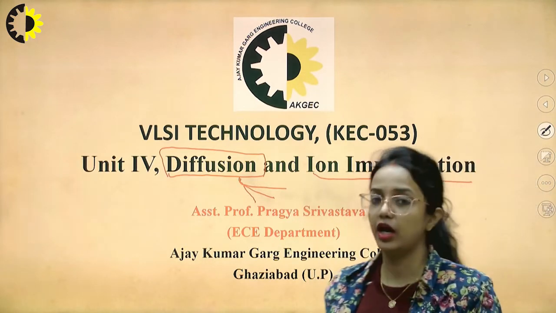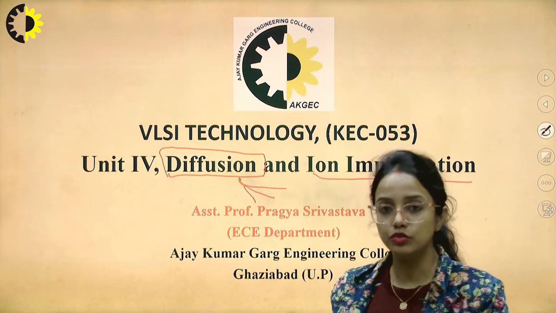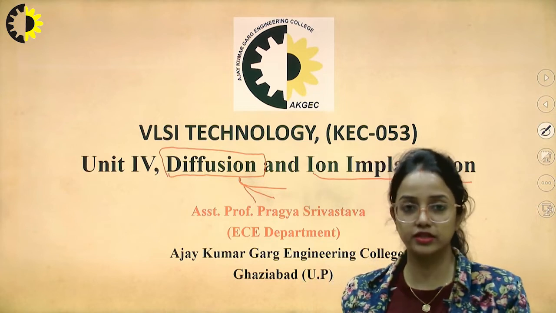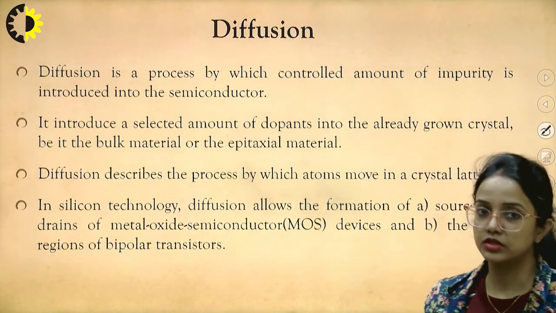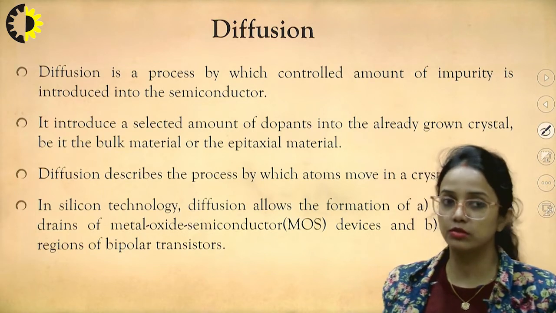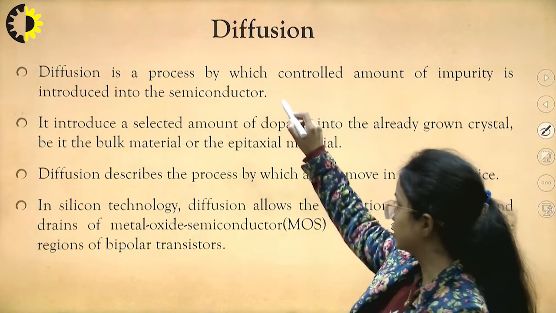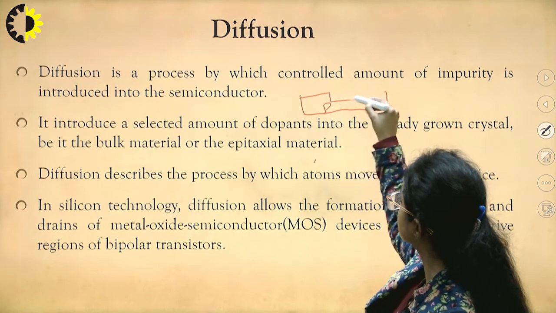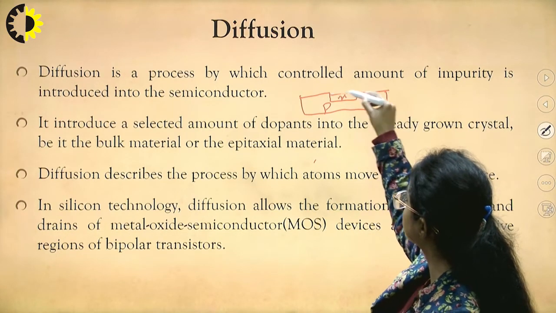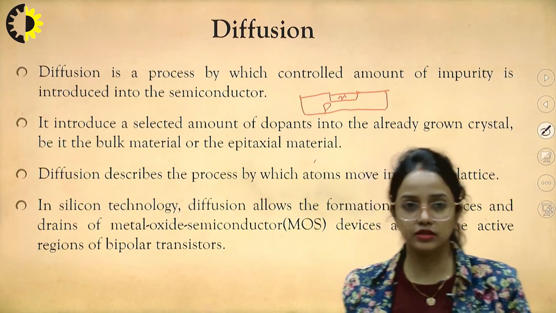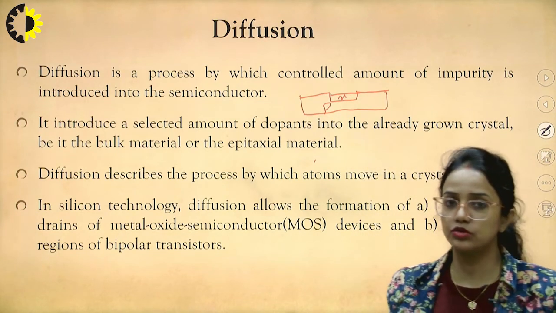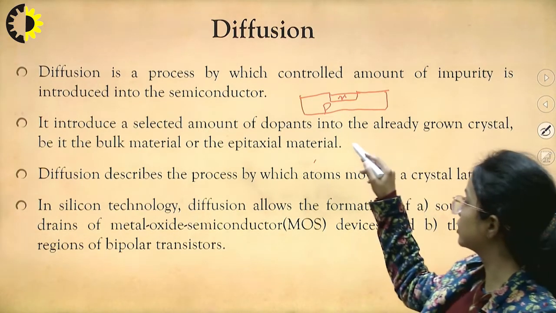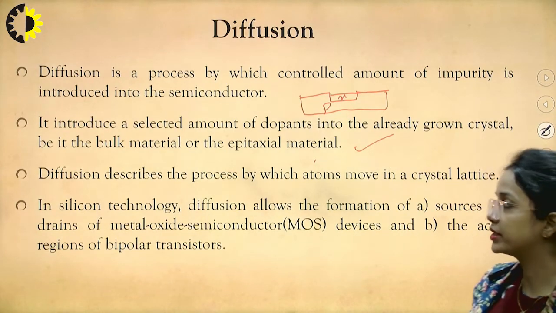The two of them are methods to create a new or a different type of semiconductor in the form of a well in an already existing different semiconductor. So diffusion is a process by which a controlled amount of impurity is introduced into a semiconductor. Previously I have told, let's say we have a p-type substrate. Then diffusion is a process in which we can make an n-type well in the existing p-type substrate. So this is the required process to introduce a selected amount of dopants only into the already grown crystal, be it bulk material or an epitaxial material.